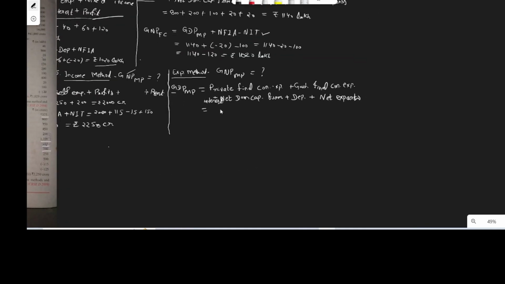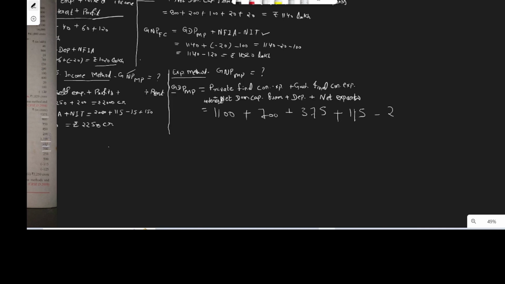So here we are writing private final, how much it was. It can be seen here, I think. Yeah, private final was 1100. Government final was 700. Net domestic capital formation 375. Then depreciation 115. You can open your book and you can see the question there. And net exports is the last thing. I think that is minus 25. It is given.